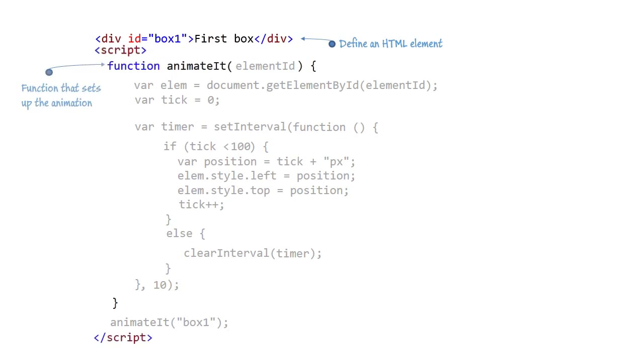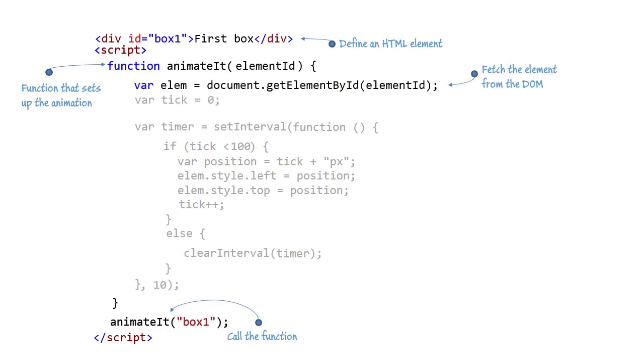To do this, we'll define a function animateIt. As an argument, the function takes an ID of an element that we'll animate, and that would be called like this. First, we have to fetch the element that we wish to animate.